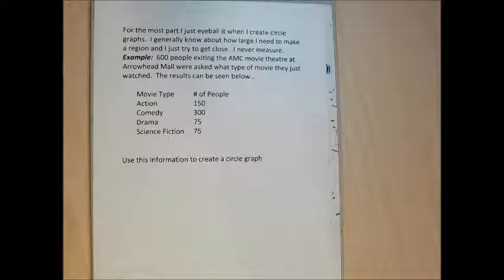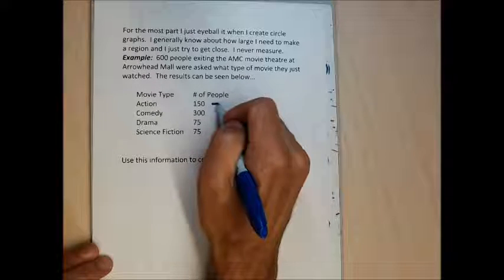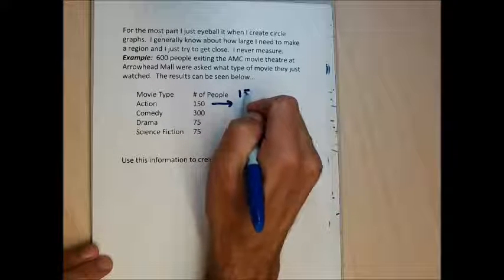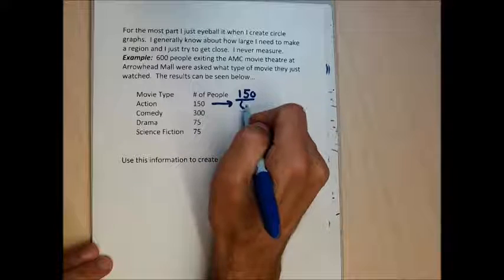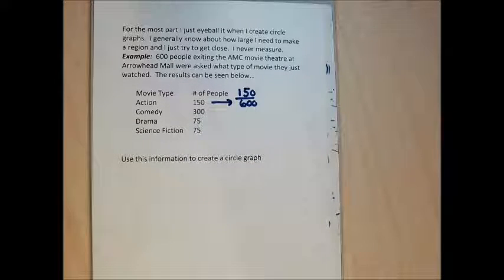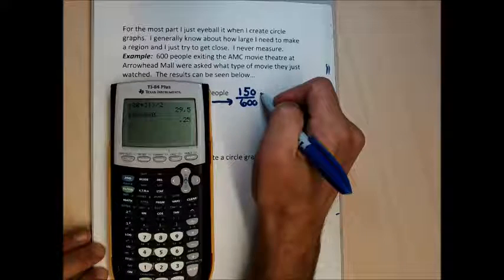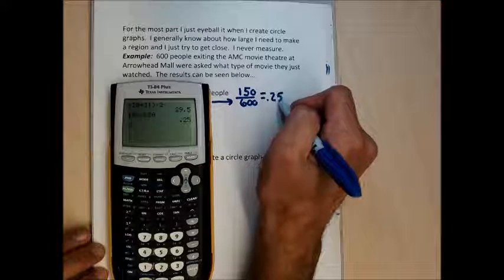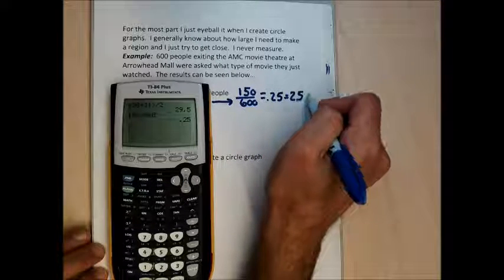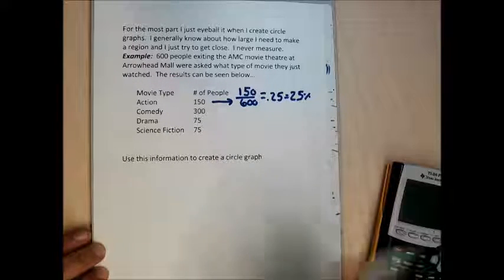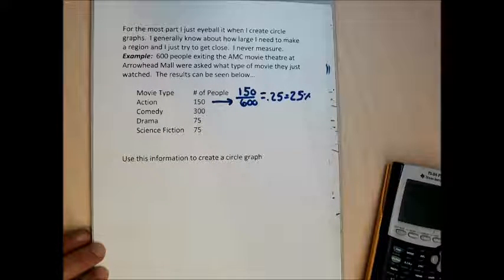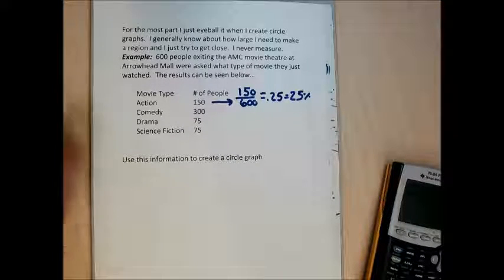I'm going to take each number and make it into a percent because it makes it easier for me to get my circle graph. So 150 of the 600 people that were coming out of the theater saw an action movie. I need to make that to a percent. To make that to a percent, I divide the 150 divided by 600. That's going to be 0.25 as a decimal, and I know that's 25%. So when I go to make a picture for a pie chart for this, 25% of the graph is going to represent the action movie watchers.